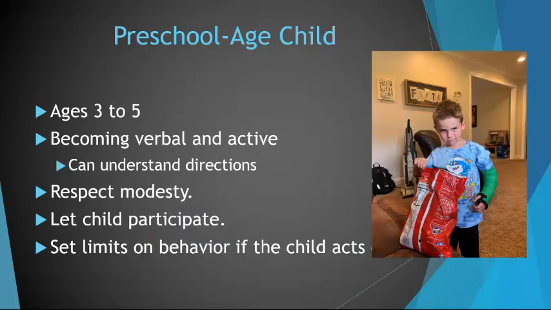Preschool. So this is Landon when he was 3. This is ages 3 to 5. They become verbal and active. They can understand directions, and are generally able to tell you what hurts. They may not be able to give you specific details, but they can certainly tell you areas of their body that don't feel good. You definitely want to choose your words carefully.